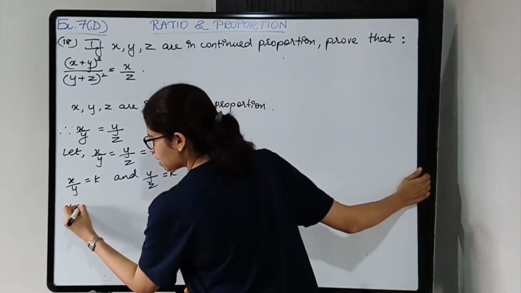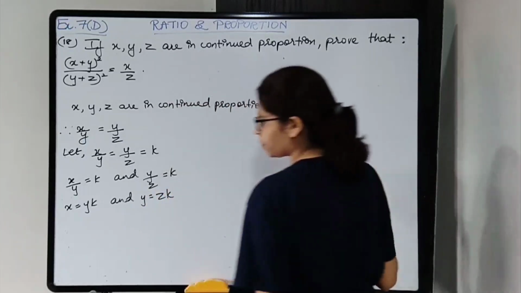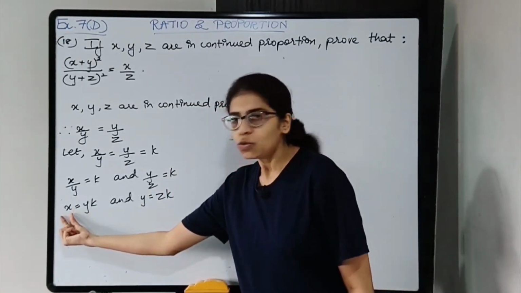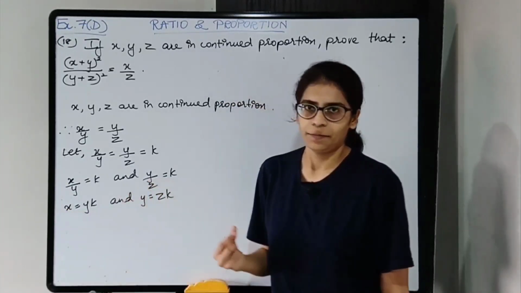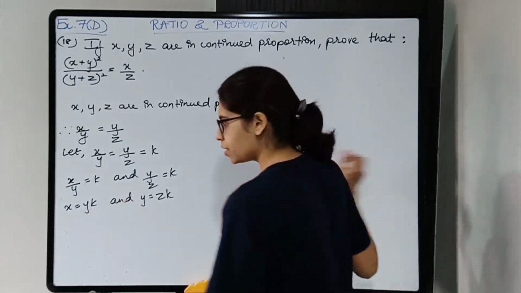So I'll get x is equal to yk and y is equal to zk. Now I am getting y in terms of z, I need to bring x in terms of z. I know y is zk, so I'll substitute zk over here.